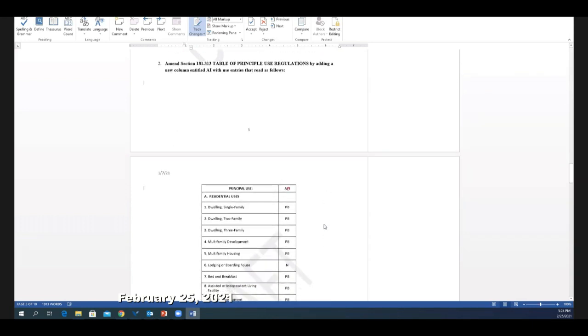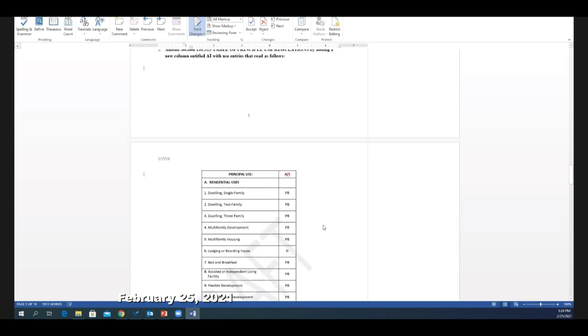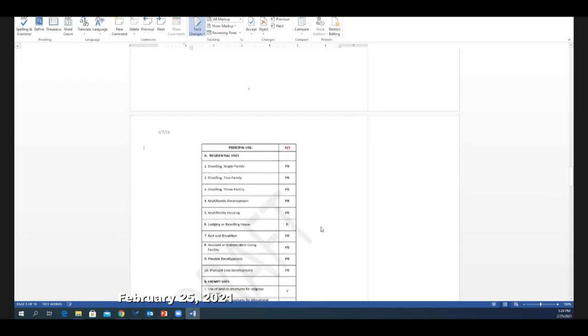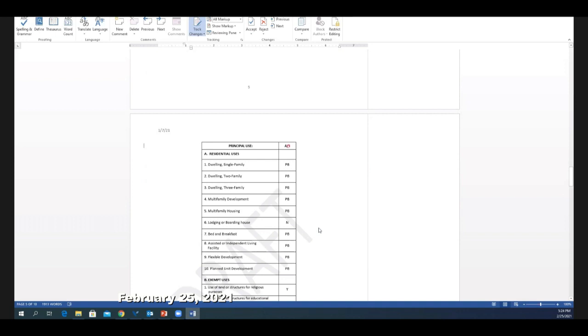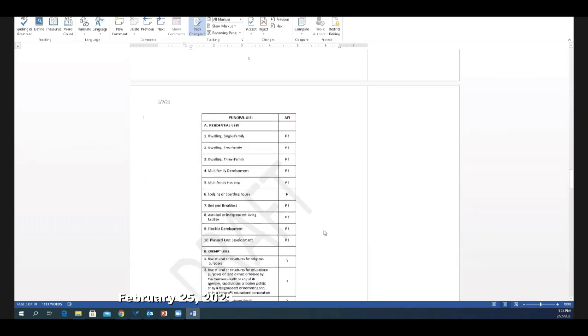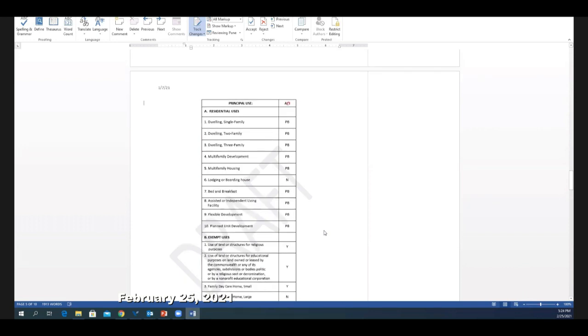Why not a lodging house in the adaptive industrial? Why not a motor vehicle storage or display of vehicles? Because I know that a couple of mill buildings that we have do store vehicles on multiple floors.